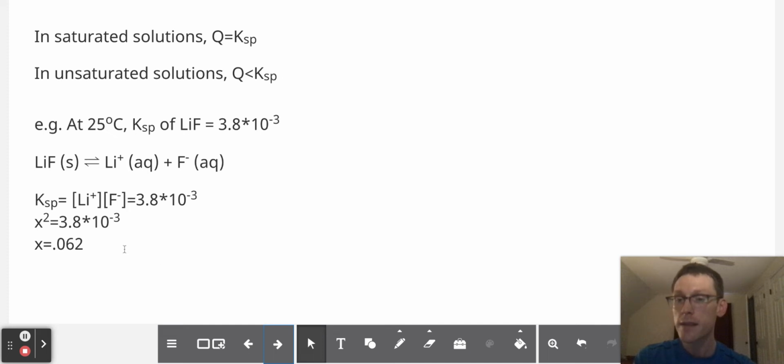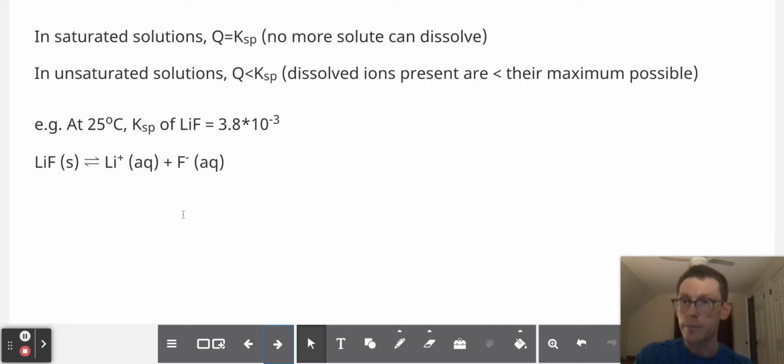The 0.062 is the molarity of lithium ions, and that's also equal to the concentration of fluoride ions. We can say that x squared is equal to 3.8 times 10 to the negative third, because we're going to say that lithium is x and fluoride concentration is also x, since they are 1-to-1 in this solution. So x squared is 3.8 times 10 to the negative third, and x would be 0.062, and that is a molar concentration at equilibrium.